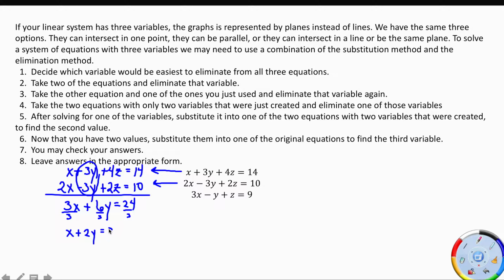Oh, it's not y. Boy, don't make that mistake, guys. I eliminated my y's. I eliminated my y's. This is 3x plus 6z. So x plus 2z equals 8.